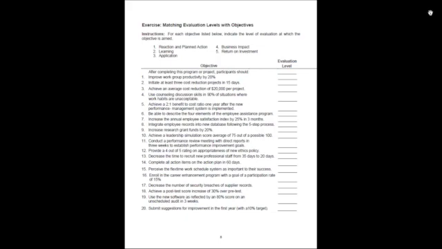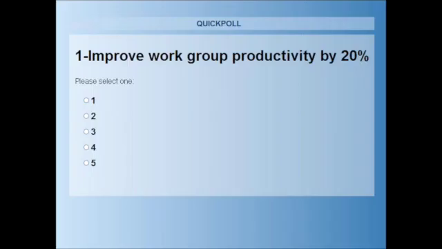Francisco, can you send the first one, please? Yeah, let's set the first one up and see what we can do here. And we've got the complete objective. It starts with, after completing this program, participants should improve work group productivity by 20%. If we collected data to see if we met that objective, at what level are we evaluating? So just check the one you think we're evaluating. Level 1, reaction, level 2, learning, level 3, application, level 4, impact, level 5, ROI? So let's go ahead and make your selection.